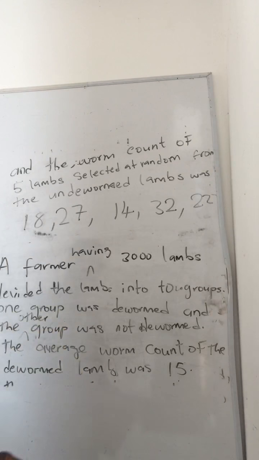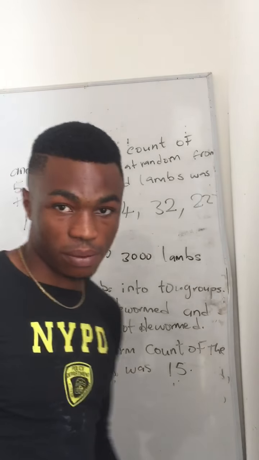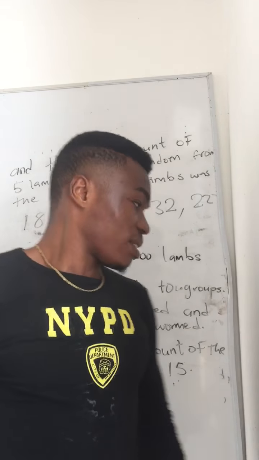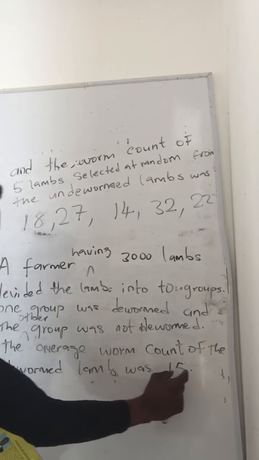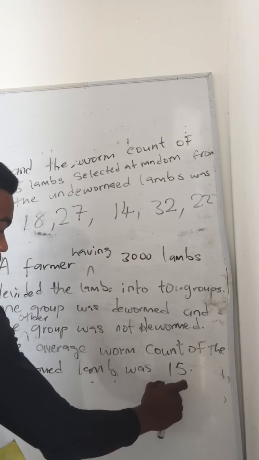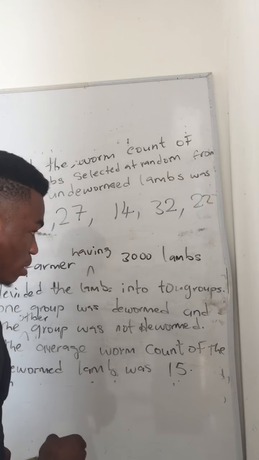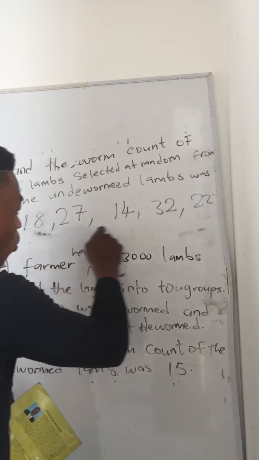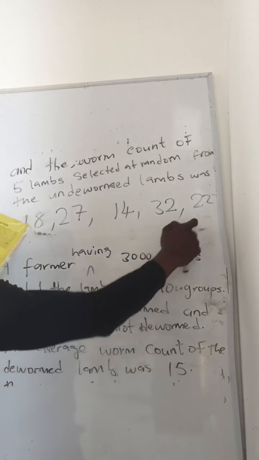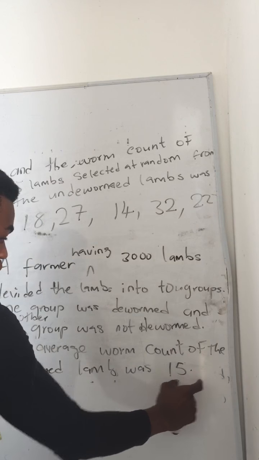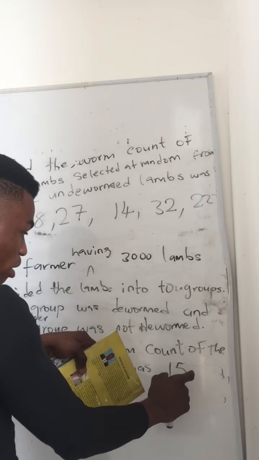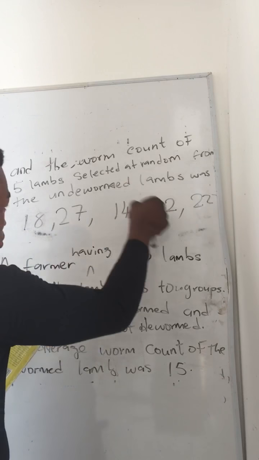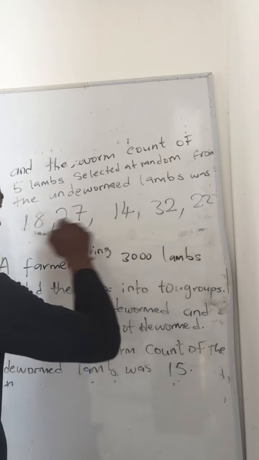So if you look at this problem carefully, you see that we are dealing with 2 different parameters. The first parameter is the dewormed lambs, and the second parameter is the undewormed lambs. But we have the average mean, or the average worm count, of the dewormed lamb given. But for the undewormed lamb, a sample was taken from the parameter, and the worm count of the 5 sample was given. So you see here we have 1 sample given, but here we have the average of the whole population given. So an average or the mean was given for the other parameter, but for one parameter, the undewormed parameter, we have a sample taken and it was given.